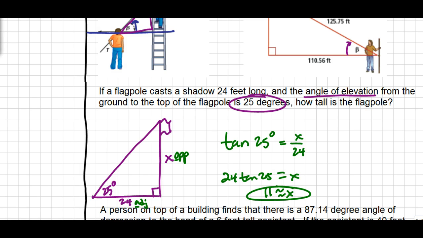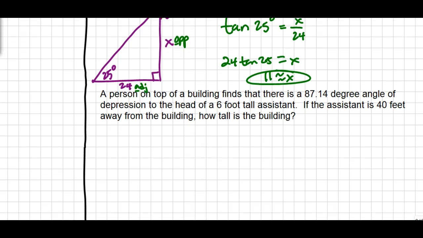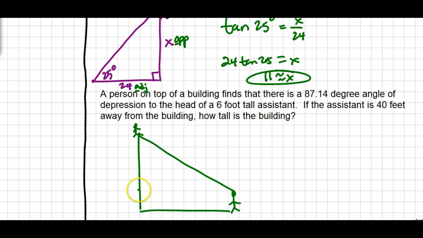Let's try one more here. This time it's a person on top of a building finds that there is an 87.14 degree angle of depression to the head of a 6-foot tall assistant. If the assistant is 40 feet away from the building, how tall is the building? So the person standing up here, looking down at an assistant, and be careful here because it does say to the head of the 6-foot tall assistant. So there's 6 feet there that we need to make sure to add on to the end when we're done.